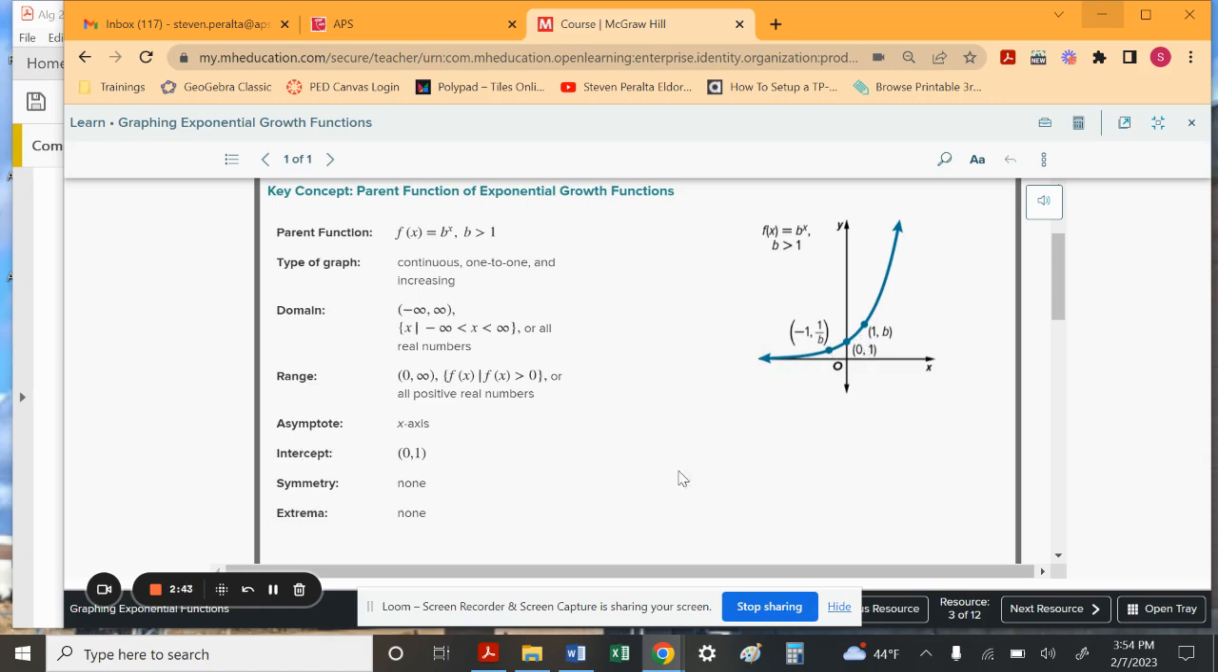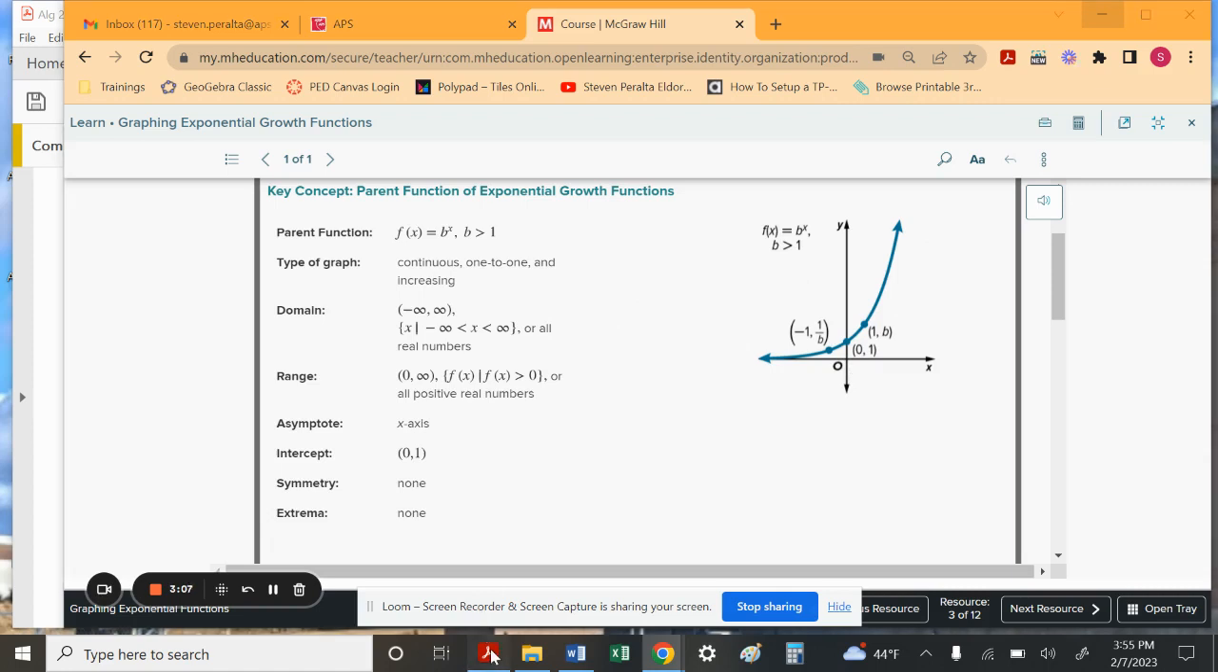And then is there any symmetry? No. So we can't see any kind of point symmetry, line symmetry, vertical line symmetry, anything like that. And then my extrema, there are none. Notice that it's constantly decreasing as we go this way, and it's constantly increasing as we go this way. So it's always increasing as we go from left to right.